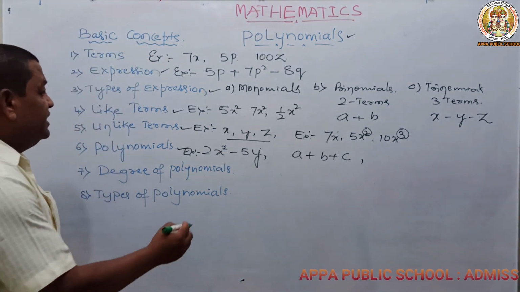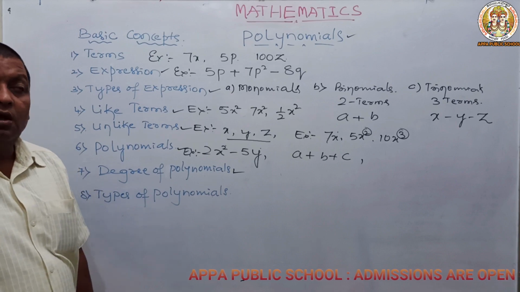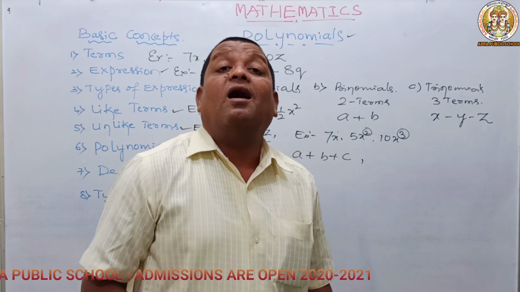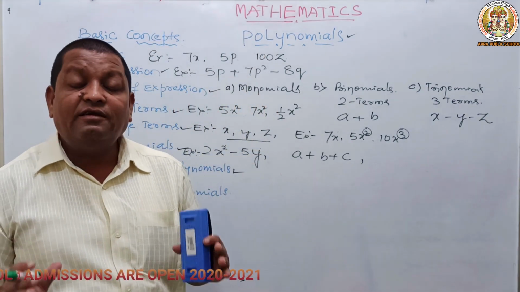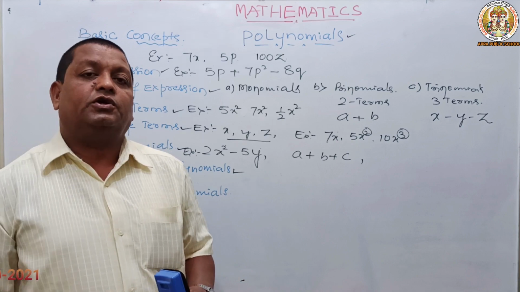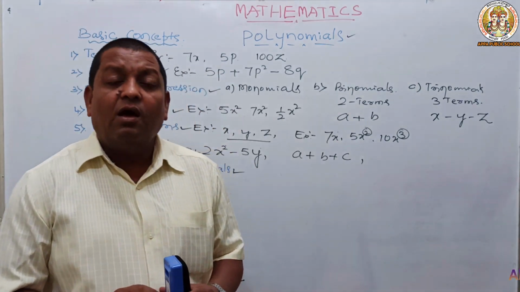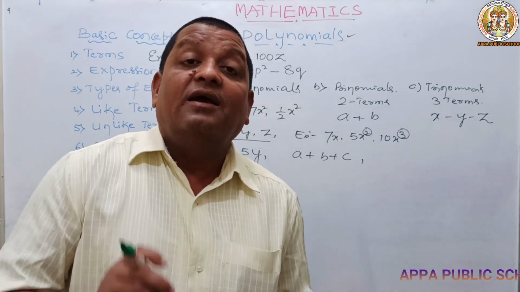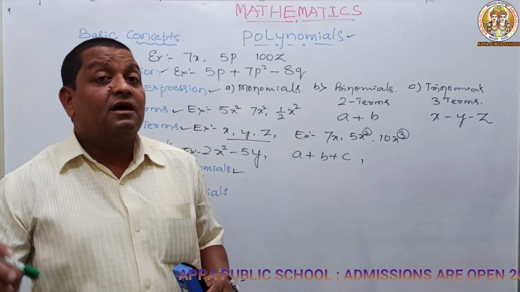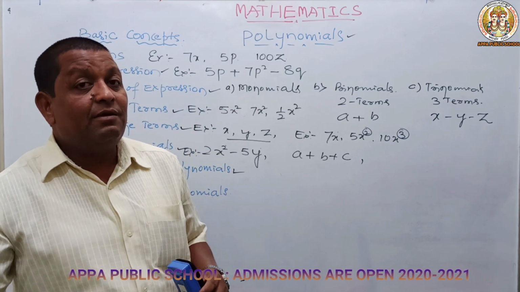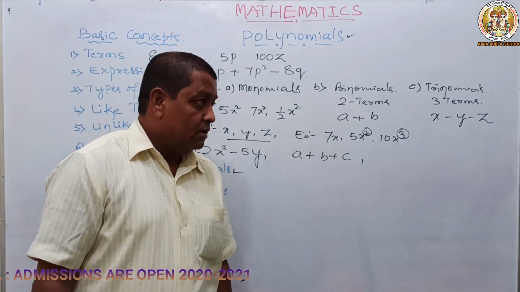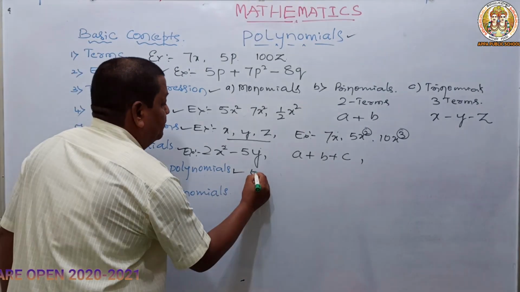What is next? Degree of the polynomial. What do you mean by degree? So degree is the highest power of the variable in that expression. Let me tell one more time. What do you mean by degree of the polynomial? It is the highest power of the variable in the given expression or in the given polynomial that is called the degree of the polynomial.